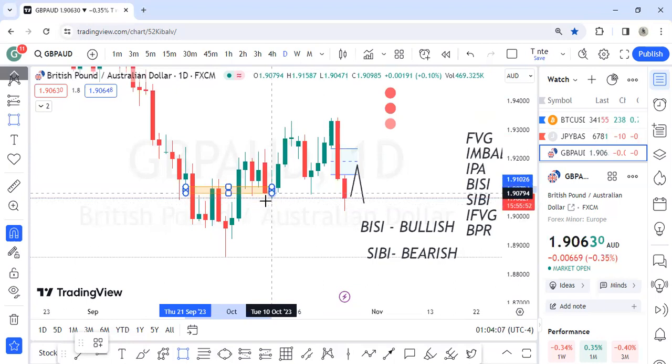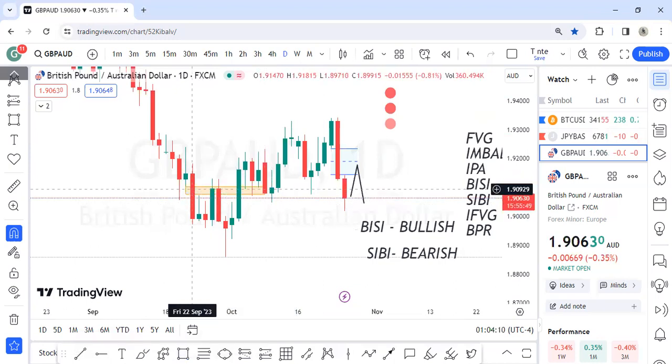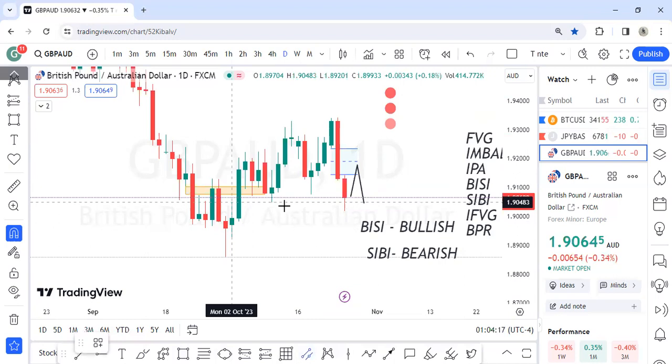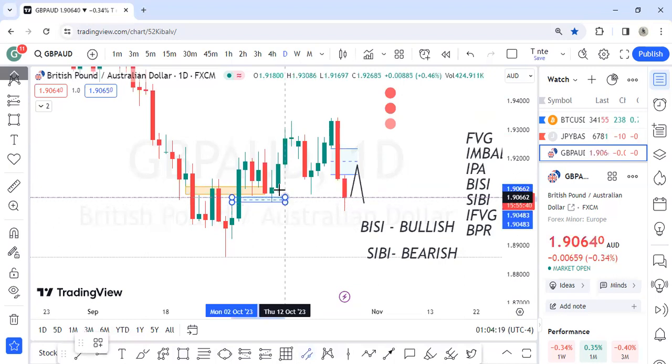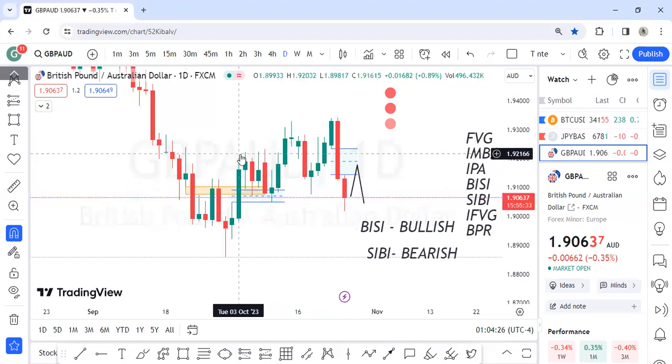So you can see that this imbalance was here and also overlapped with another imbalance at the right. So those are referred to as a balance price range. When you see two imbalances at a particular zone, you refer to that as a balance price range. You can see that the imbalance was at the left and then to the right. So we refer to that as a balance price range.